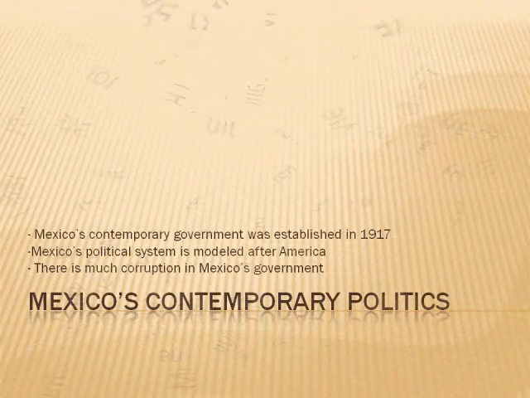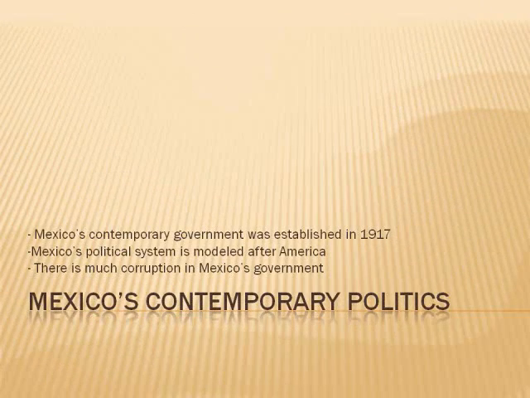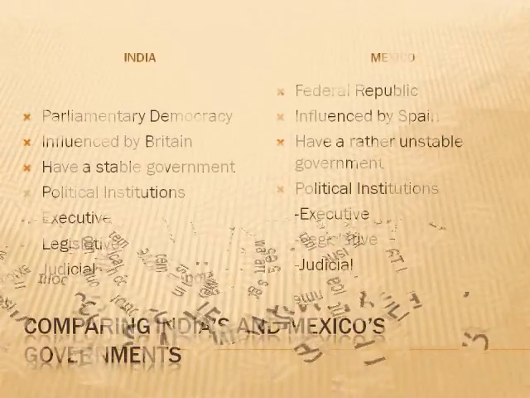Mexico's contemporary government was established in 1917 as a federal republic. They modeled their government after America, having a single executive, the president, a bicameral legislature, and a system of checks and balances to limit the power of each branch of government. Their constitution lays out the government structure as well as rights of the citizens. Although it seems as if Mexico is a stable government, there is a lot of corruption in the country. They still continue to struggle to become a strong, stable democracy.